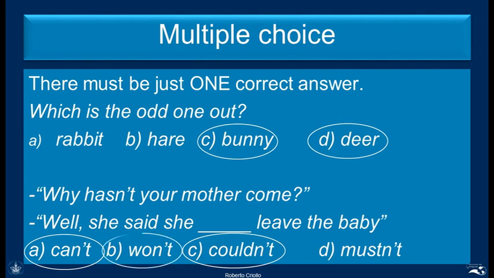And the same happens with won't, which implies a will to do something. Well, she said she won't leave the baby. She doesn't want to leave the baby. So that's another possible answer. And of course, mustn't implies obligation. And it's also a possible answer where she said she mustn't leave the baby. So as you can see, this item will be invalid. It will be tricky because normally you expect to have one correct answer. And in fact, all of these answers could be correct.